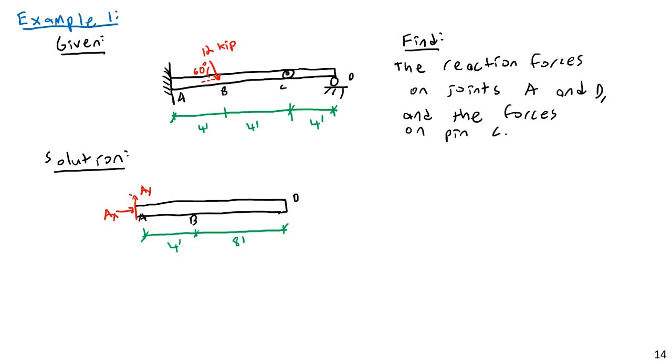An AY. I'll have some sort of MA present. And I'm going to have a DY, some force at D. So that's good. Let's see, what else can we do? And then we, of course, have our applied force, the 12 kip force here at an angle of 60 degrees.